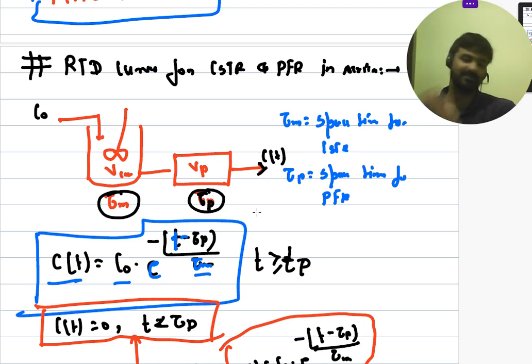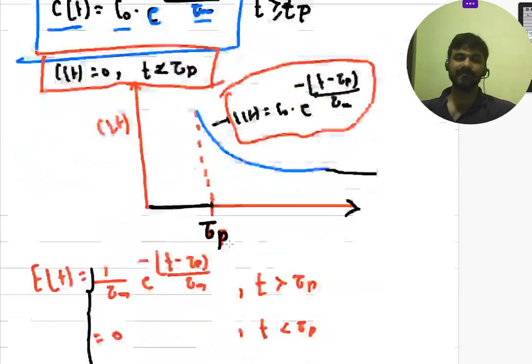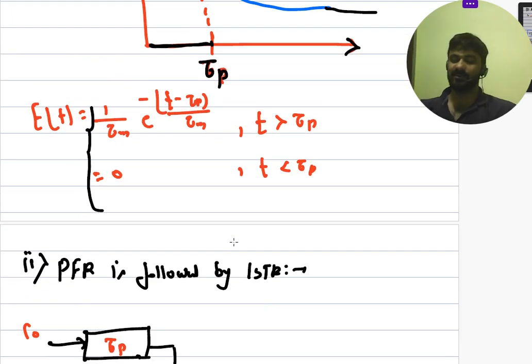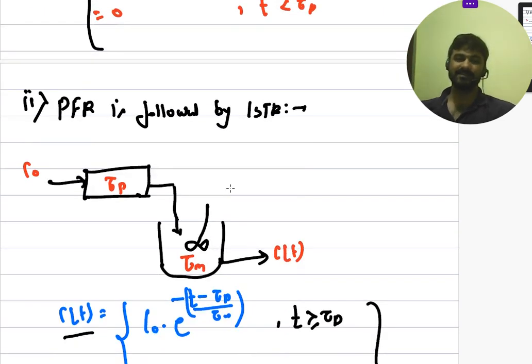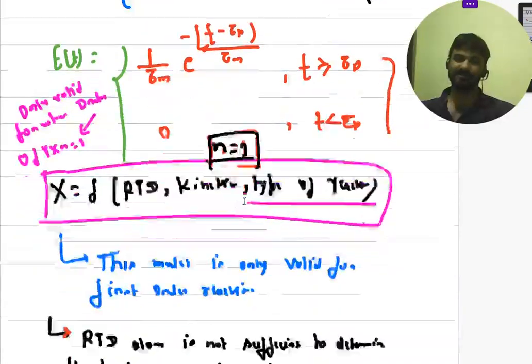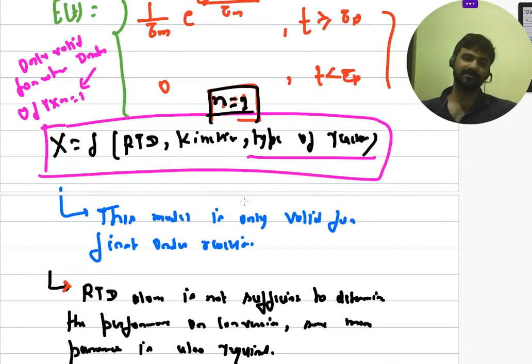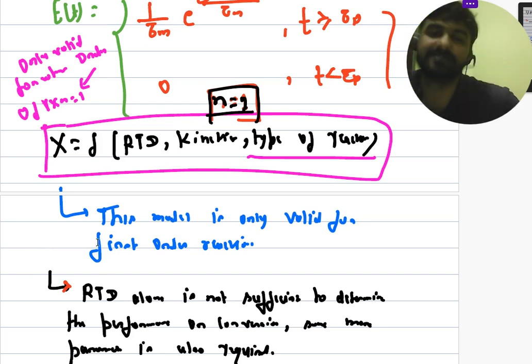So the concentration formula for both of these is the same. And when I am talking about the exit rate distribution, that is equal to 1 upon tau. From here you can see 1 upon tau and e to the power minus (t minus tau p) divided by tau m when t is greater than tau p, and that will be equal to 0 when t is less than tau p, right? So from here you can calculate the exit rate distribution function, and this formula is only valid for both of these, when CSTR is connected in PFR and when PFR is connected in CSTR.